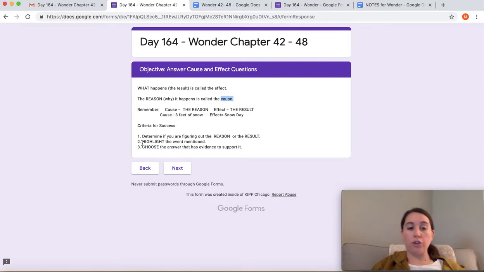Okay? So, first, we have to figure out, is the question asking us for the reason, the cause? Or is it asking us for the result, the effect? Then you go back to the story and just highlight it like this, in this blue, the event that the question's asking you about so that you know where it is. And then choose the answer that has evidence to support it. So we'll practice some of these today. Like I said, I'll be practicing these in the videos with you, and then you'll have an example to do on your own after that. But you do need to be listening to the video carefully so that you are getting the answers correct.